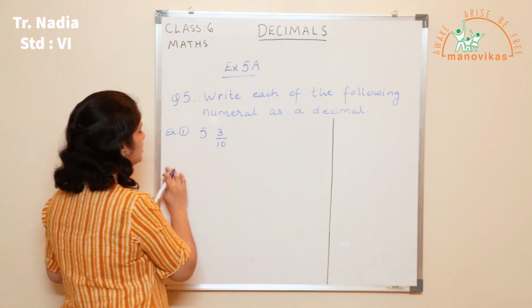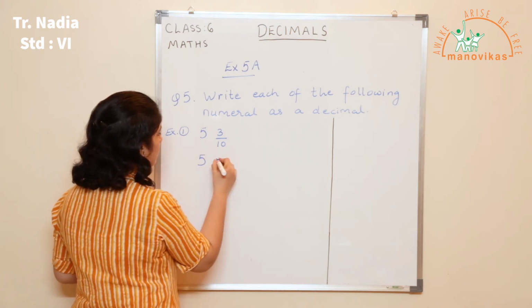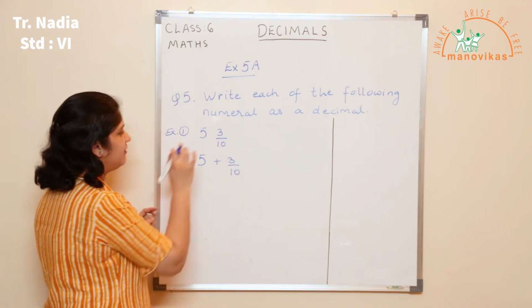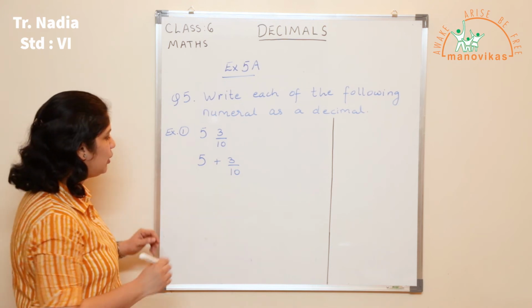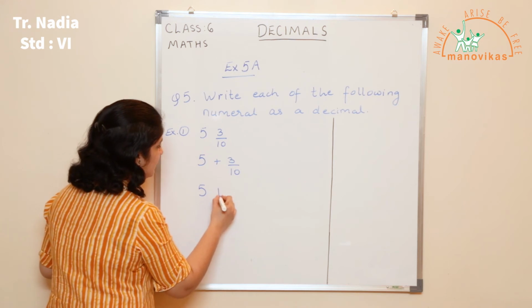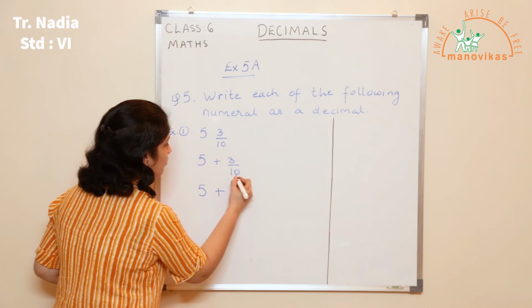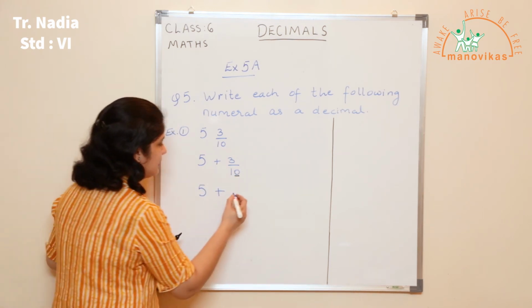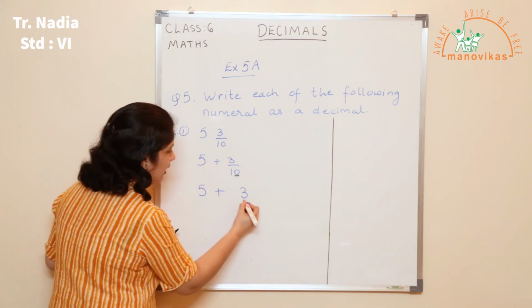Now first and foremost, we'll separate these two as a whole number plus a fraction. Okay, so 5, 3 upon 10 is 5 plus 3 upon 10. Now how would you write 3 upon 10 as a decimal? It would be written as 5 plus, since there is one 0 in the denominator, I have to make one decimal place. So I write the numerator and I need to create one decimal place.